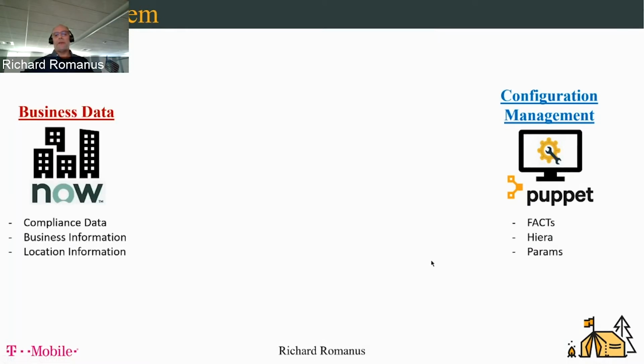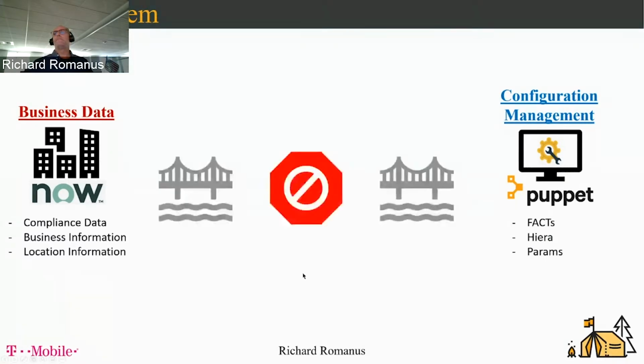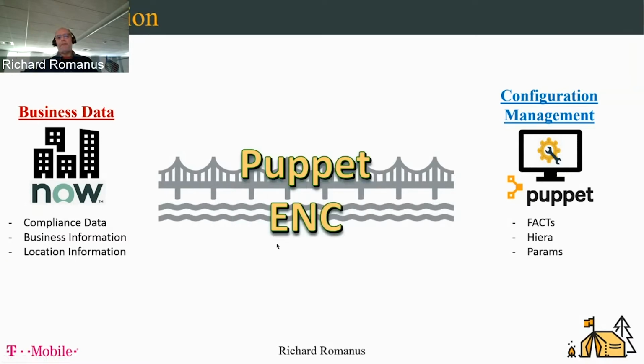We also use ServiceNow as our primary CMDB, or change management database, which is where all of our business data lives. And that includes stuff like our compliance data, business information, even physical location information about a server. However, we didn't have a good method for retrieving that business data and actually using it for configuration management. And that's where the idea for the Puppet ENC came from. The external node classifier, or ENC, is not a new concept with Puppet, but it requires actually writing the code yourself for classifying a server.